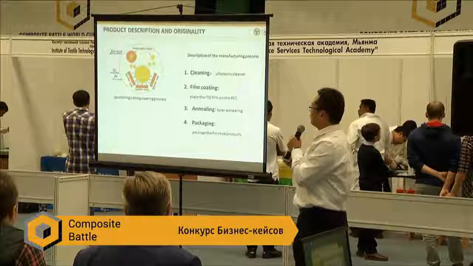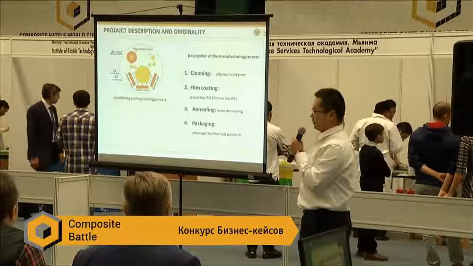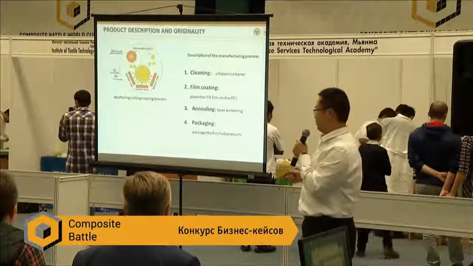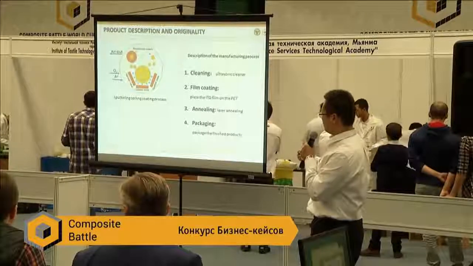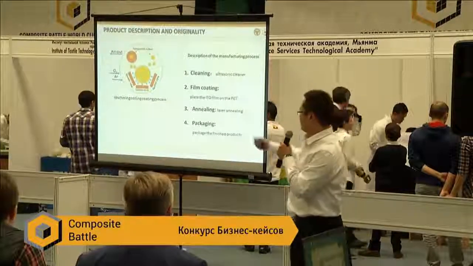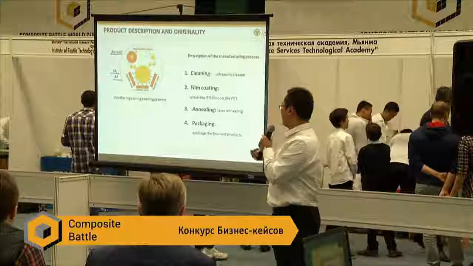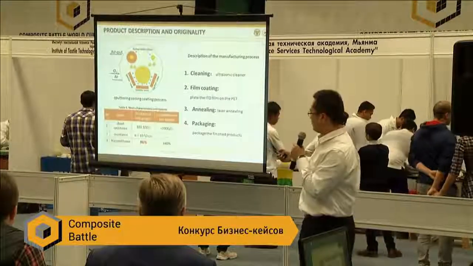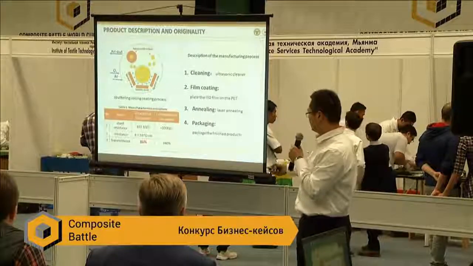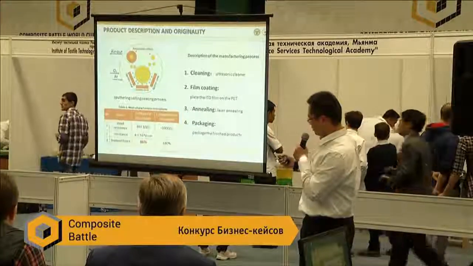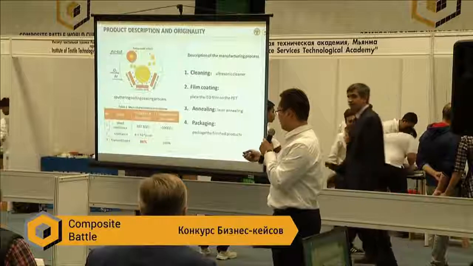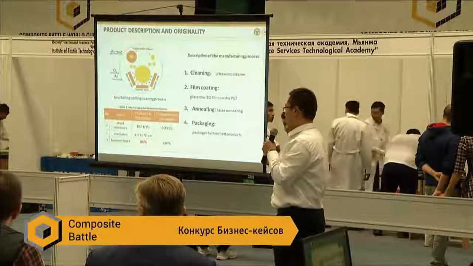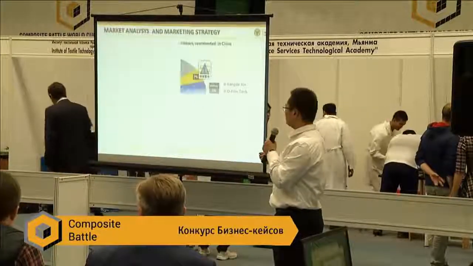So this is the description of the manufacturing of this product. We can summarize it into 4 steps: cleaning, film coating, annealing, and package. This picture is the processing. It is the picture of the film coating process. You see, it's the properties of our product. Its transparency is higher than similar products in the market.